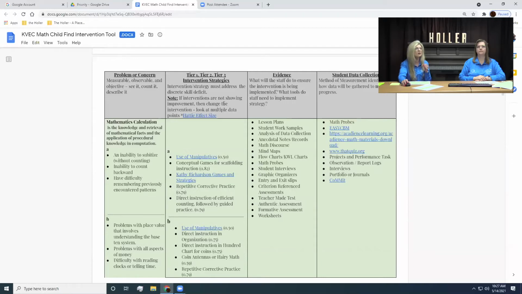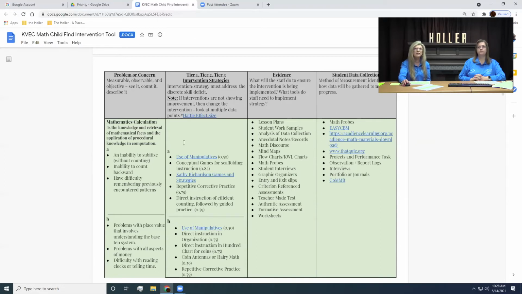So it's a lot about monitoring their progress. You can't determine whether a child needs to move tiers unless you're monitoring that progress. And then of course, your evidence that you're delivering those interventions. And then we have a list of student data collections, methods of measurement for you. And we'll look at this more in depth in just a bit.